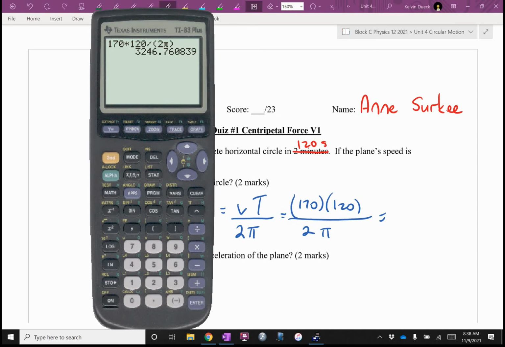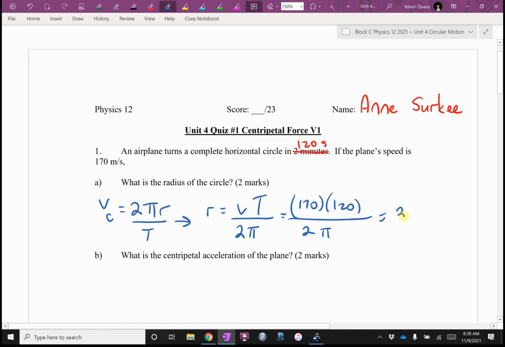Yeah, an airplane doing a turn, and this plane's going pretty fast, and it's taking 2 whole minutes to complete the circle. Yeah, that seems about right. I was a little nervous at first, and I went, no, that seems good. So 3,250 meters. If you got that, 2 out of 2. Otherwise, I would give you a half mark if I saw the original equation, a half mark for getting the r by itself, a half mark for the numbers, and a half mark for the answer.